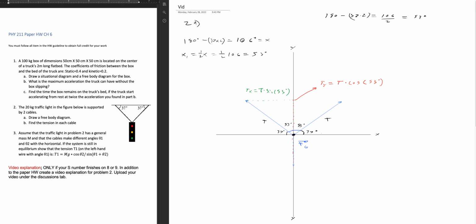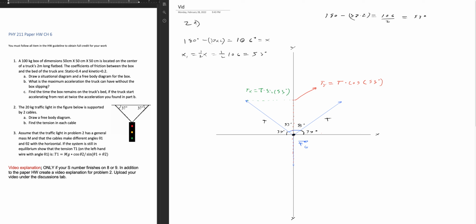So, coming over to this Word document where the problem can be found: a 20 kilogram traffic light is suspended with two cables. Draw a free body diagram and find the tension in each cable. Now, the free body diagram is over here, and there are a couple really important things to note about this diagram first, before we even look at this.